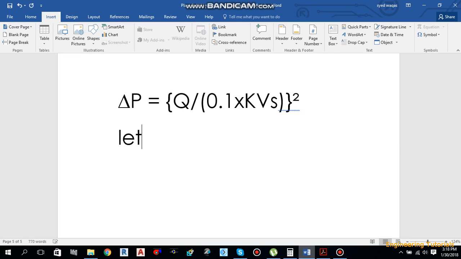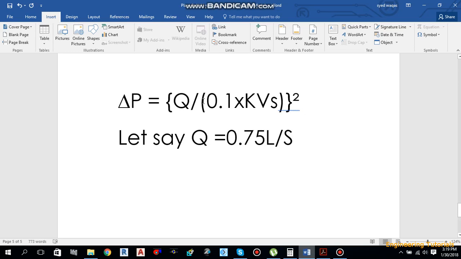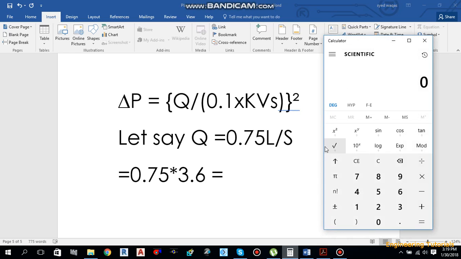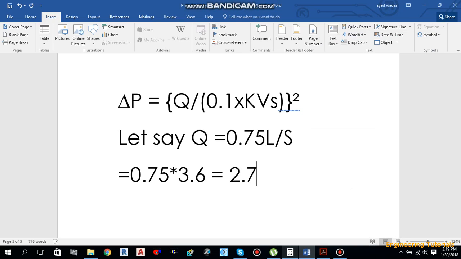So let's say we got Q equal to 0.75 liters per second. As I told you, this Q in this formula should be in cubic meters per hour. In order to convert this Q into cubic meters per hour, we have to multiply 0.75 by 3.6. So 0.75 into 3.6, we will get 2.7 cubic meters per hour. 2.7 cubic meters per hour is the flow rate we are getting over here.